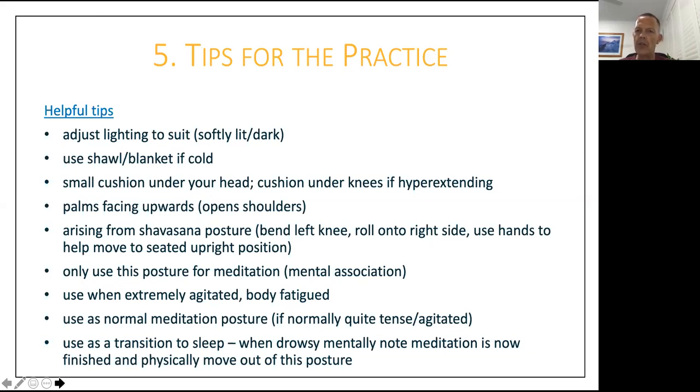So when to use this posture? As I mentioned, for some people it could actually be the best posture to use as your normal meditation posture, particularly for those who are extremely agitated and find it quite difficult to relax sitting upright. Then you may find that lying down in the Shavasana posture is very helpful for relaxation. But if you're a person that naturally gets very sleepy and drowsy, to use Shavasana as your normal meditation posture is probably not a good idea.